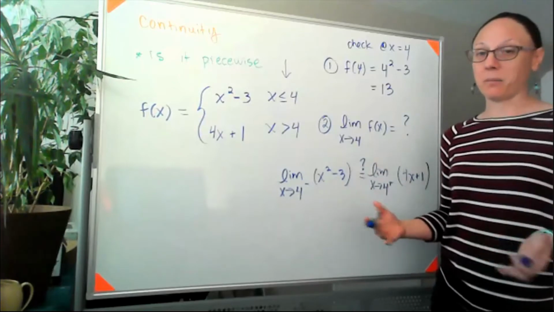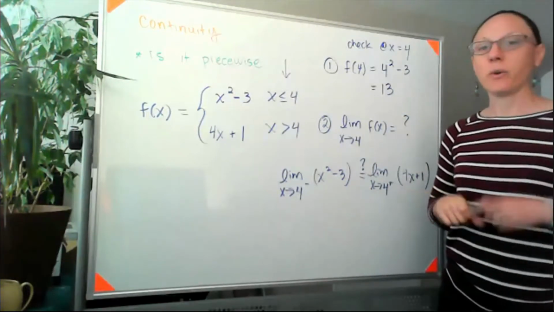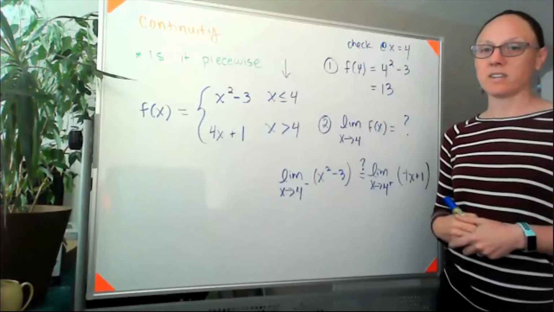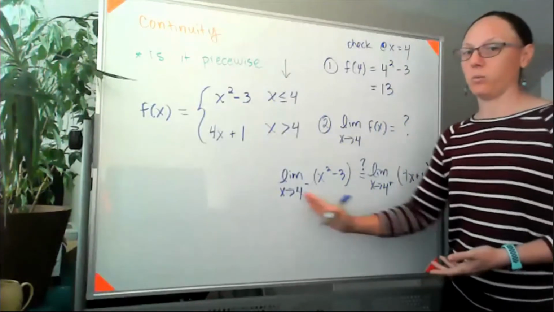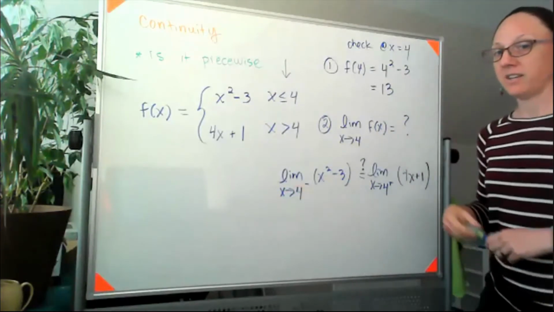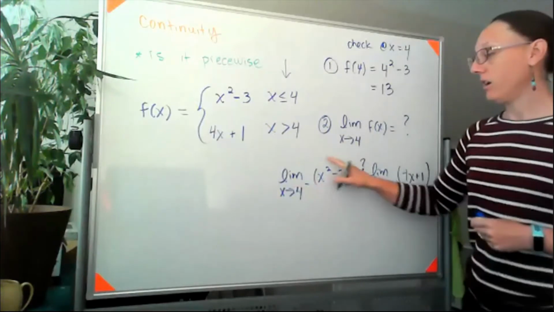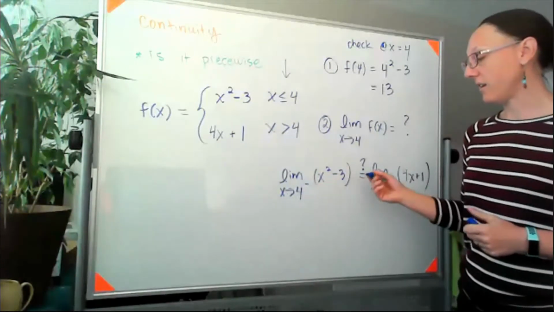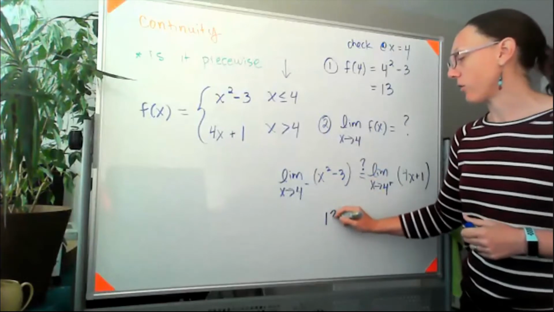First thing we try with any limit problem is to plug the number in. We only have to use all those limit rules if we don't get a number when we try to evaluate it. So here, when I plug in the 4 squared, that's 16 minus 3, and I get 13.